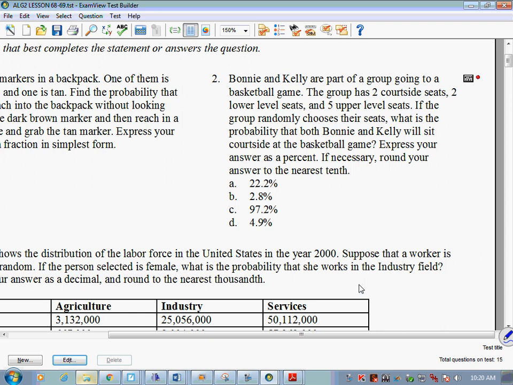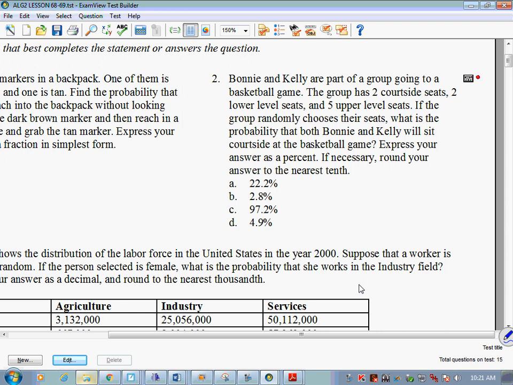Let's look over here at 2. Bonnie and Kelly are part of a group going to a basketball game. The group has 2 courtside seats, 2 lower level seats, and 5 upper level seats. If the group randomly chooses their seats, what is the probability that both Bonnie and Kelly will sit courtside at the basketball game? Express your answer as a percent. If necessary, round your answer to the nearest tenth.